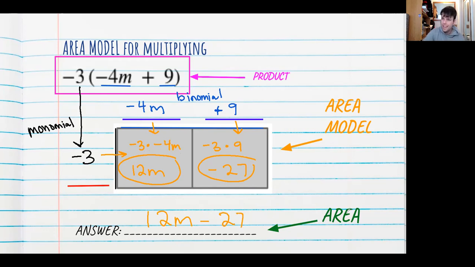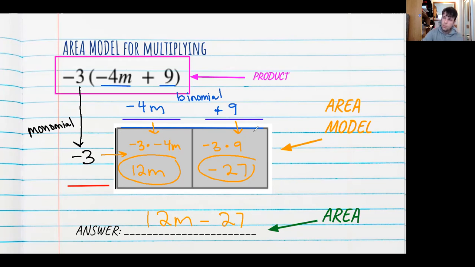And I'm going to call this the area. This is the area. It's kind of a weird stretch, something that maybe is hard to understand. But again, I multiplied a base times a height. So I could call that the area of this rectangle. And each of these smaller pieces of the rectangle could be thought of as the area of this part. So 12m is the area of this part, and -27 is the area of this part. And then we put it together, that's my total area, or the total result of this multiplication.